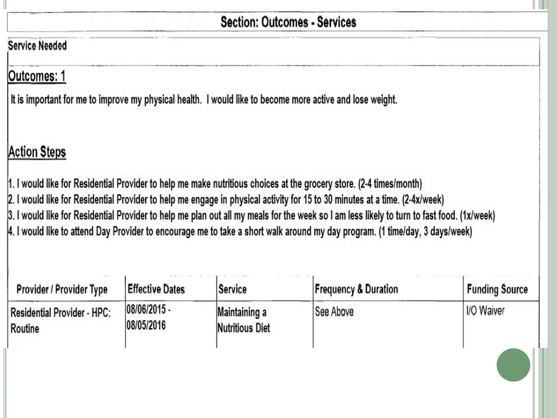So this is how it would look in the My Plan. So in the example on the screen, the person's outcome is that they want to improve their physical health. They want to become more active and lose weight. So as the provider, what you are going to do is look for which of the action steps that you are responsible for. So if you are the residential provider, you would look at the action steps and see that you're responsible for number 1, 2, and 3. If you're the day program provider, you'll see that you're responsible for number 4.